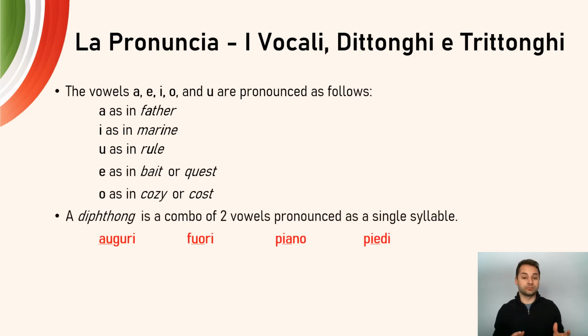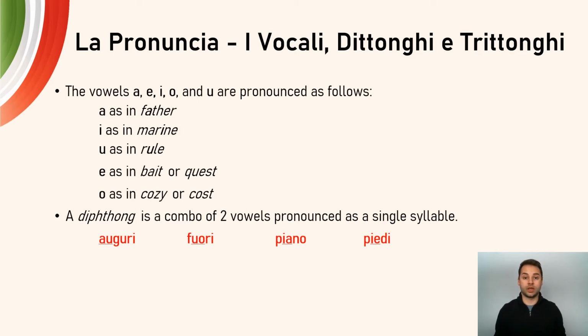The idea of a diphthong in English, or ditongi in Italian, is a combination of two vowels that are pronounced as one single syllable. Take a look at the examples that I have on the screen. Auguri. We see the AU has to be pronounced all in one swoop. Auguri. Give it a try.